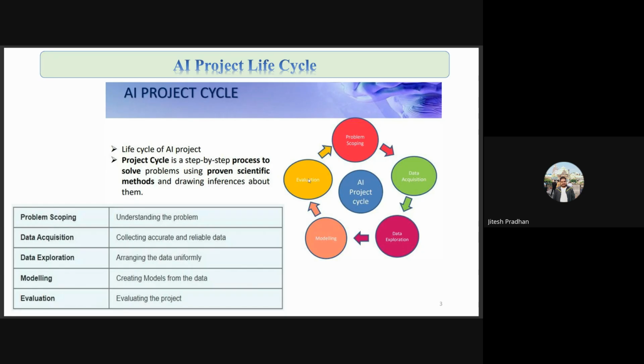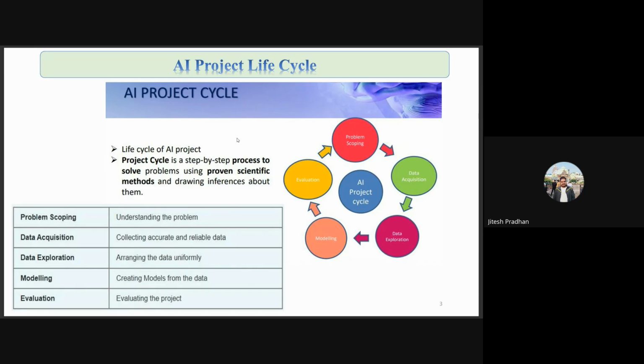Once evaluation has been done and we are satisfied, then we will deploy our AI project into the real world scenario. After the deployment, there is one more phase called maintenance. Up to evaluation, we consider it a life cycle, because deployment and maintenance is basically a loop process.